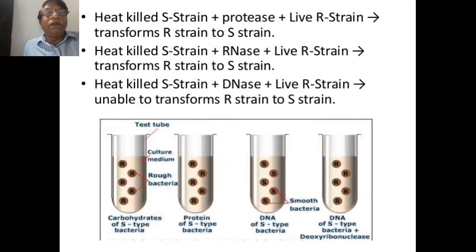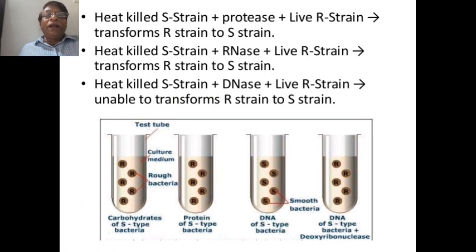Now see the diagram. Heat-killed S strain mixed with protease enzyme and R strain transforms R strain to S strain. This is one of the experiments. Once again, heat-killed S strain plus protease enzyme plus living R strain transforms R strain to S strain.